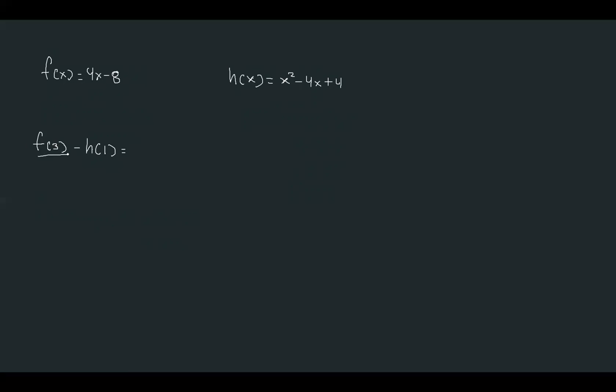So we have f of 3. Basically, we use the function f of x, which is 4x minus 8. So we put 4x minus 8, minus h of x. H of x here is x squared minus 4x plus 4. We see h of 1, so when we say h of 1, it uses the function h of x. So this is, in parentheses, x squared minus 4x plus 4.